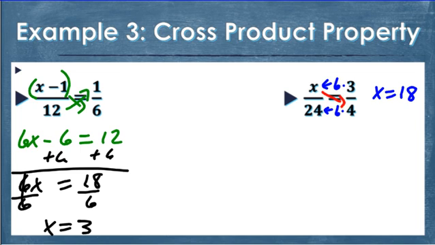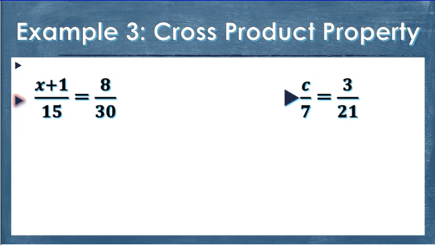Otherwise, if you cross multiply, you would get 4x equaling 3 times 24. Gives you 72. Divide by 4 on both sides. X would equal 18. So those are two different methods of you doing that. Let's look at another one. X plus 1 over 15.